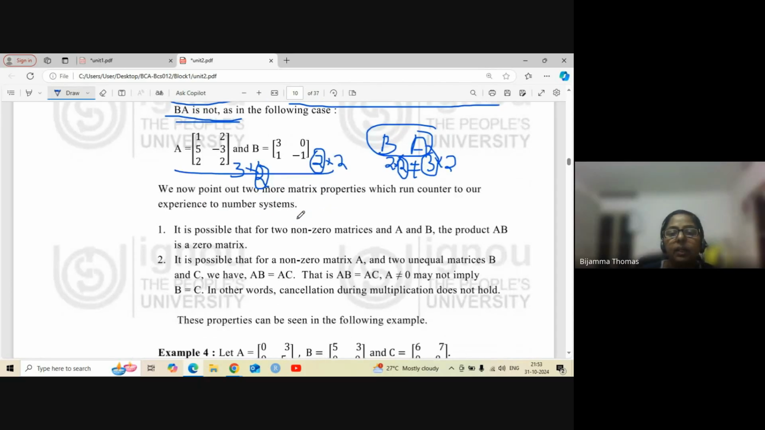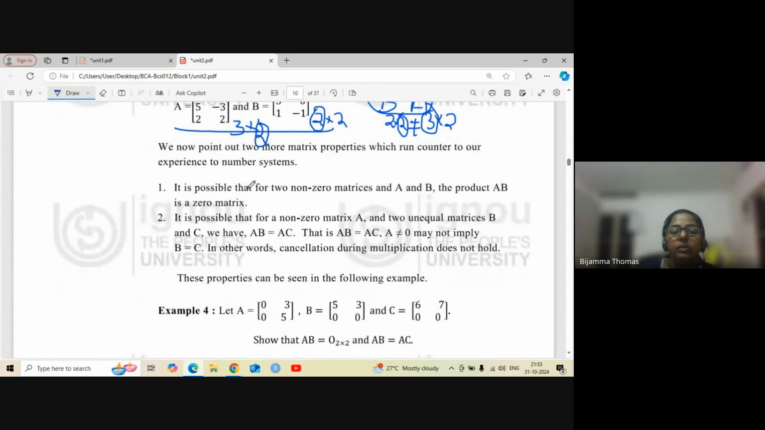Now come to some other results. It is possible that for two non-zero matrices A and B, the product is a zero. നമ്മൾ സ്കേലാറിന്റെ എല്ലാ പ്രോപ്പർട്ടികളും മെട്രിക്സിലോട്ട് വരത്തില്ല. അണ്ടർസ്റ്റാൻഡ് ദ ഫാക്ട് ദാറ്റ്, അല്ലേ? സ്കേലാറിലെ പ്രോഡക്റ്റ് AB 0 ആണെങ്കിൽ അറ്റ്ലീസ്റ്റ് A ഓർ B ഈക്വൽ ടു 0 എന്ന് നമുക്ക് പറയാം. ബട്ട് ഇൻ ദ കേസ് ഓഫ് മെട്രിസസ് വി കനോട്ട് സേ.